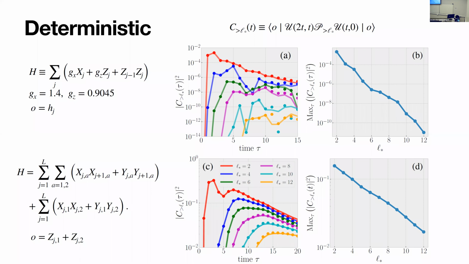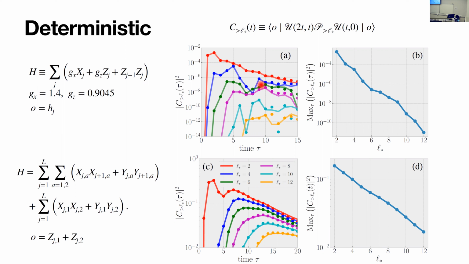So we do the exact time evolution for time t. We throw away operators that are longer than L star. We continue the time evolution for time t. This is precisely the contribution that we would throw away if we used our algorithm halfway through the time evolution.